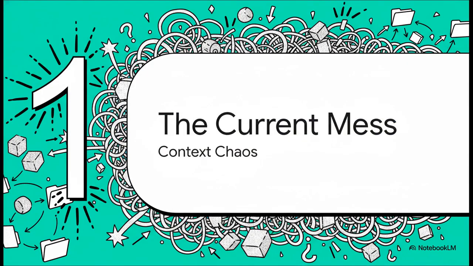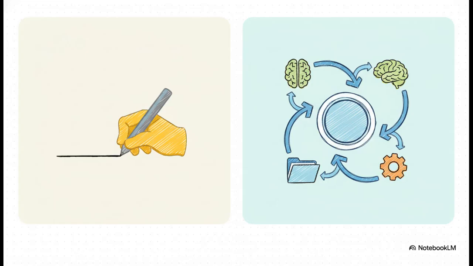Seriously. Okay, so let's dive into the core problem. The paper gives it a perfect name: context chaos. You know, the whole game has just completely changed. A couple years ago, everything was about prompt engineering, crafting that one perfect sentence. But now, that's kind of table stakes. The real challenge is context engineering.